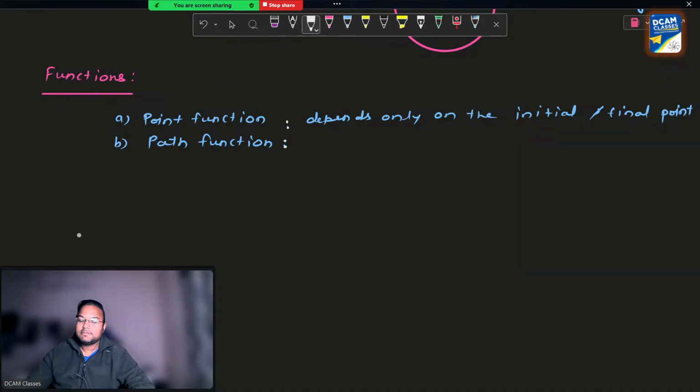See, point functions, path functions. Point function depends only on the initial and final points. Path function is the process. It's the process.